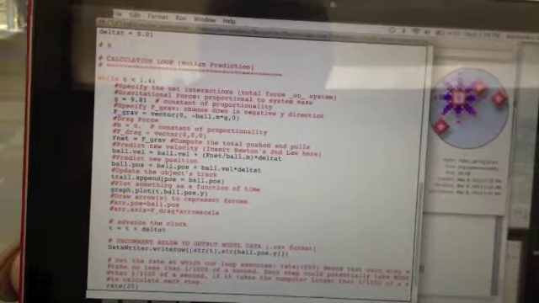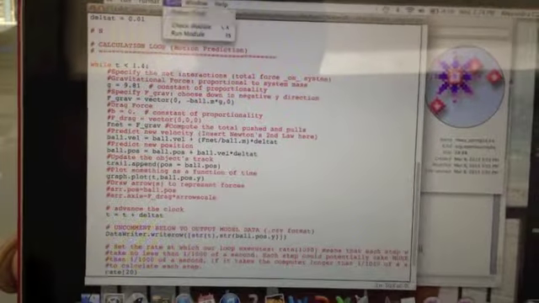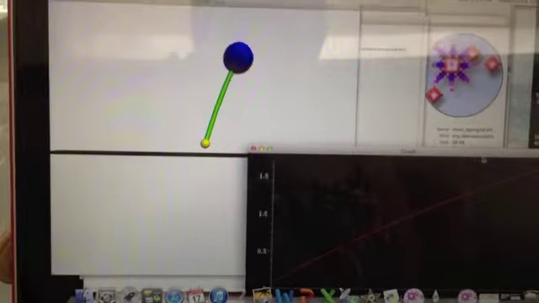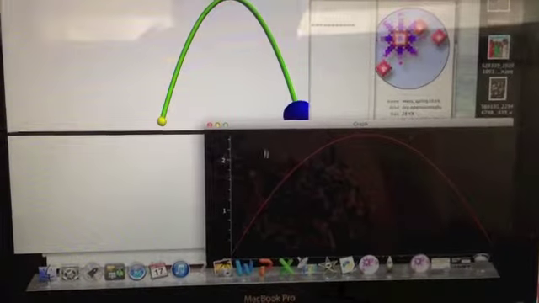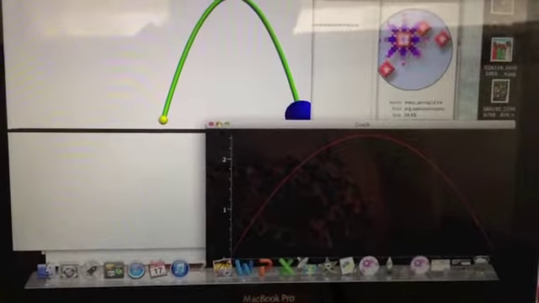And that's all that I changed, so I will run the code. You can see the ball in a projectile motion with the force of gravity working on it, followed by the graph that also shows the motion of the ball from tracker.